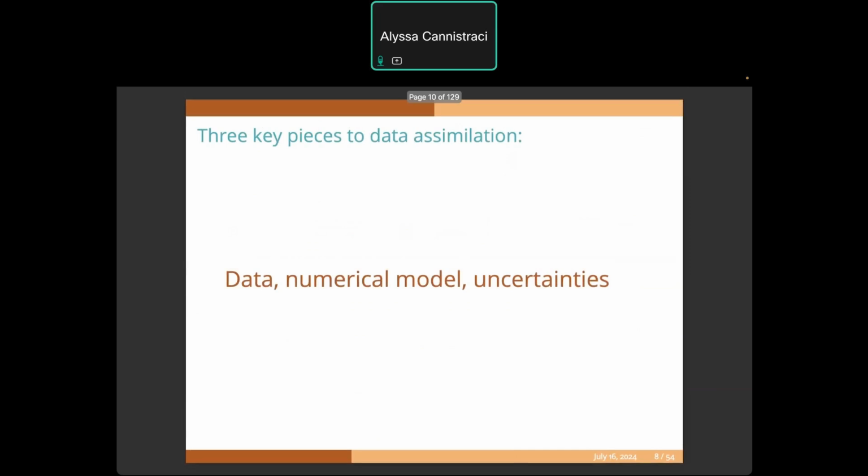So now getting into the actual data assimilation. There are 3 key pieces to data assimilation. The first one is your data, obviously. The second piece is your numerical model. And then the third piece is your uncertainties. These can occur in both the data and the numerical model. And when I get into the methods, you'll see that these are really important for actually doing the data assimilation.